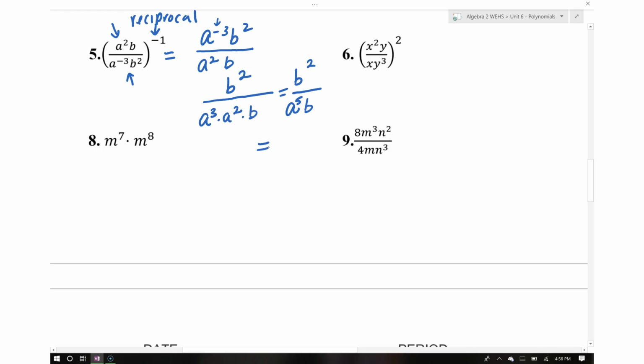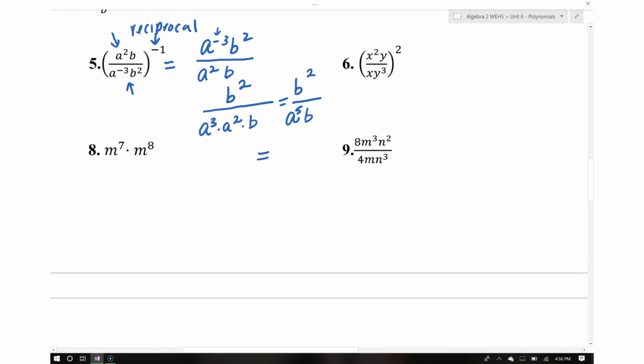If you notice, we have b squared in the numerator and we have b in the denominator, so therefore we can still simplify. So b squared is the same thing as saying b times b, and we have a to the 5th times b, and we know that b divided by b is 1. So this will simplify to b over a to the 5th.